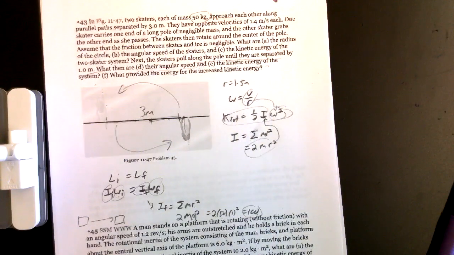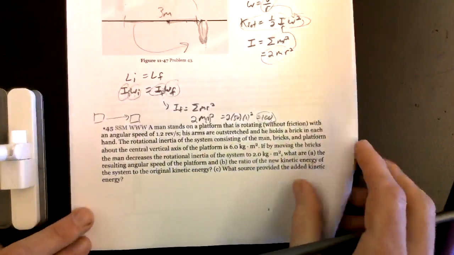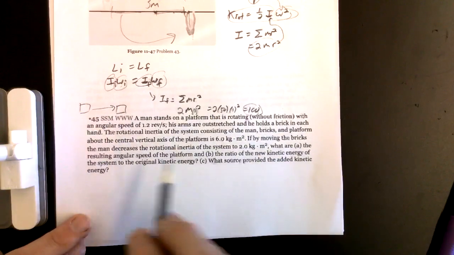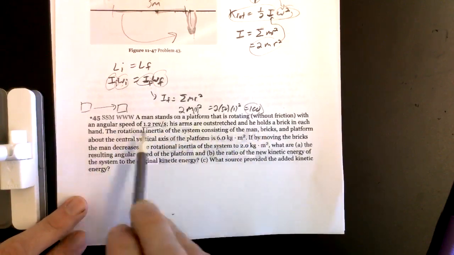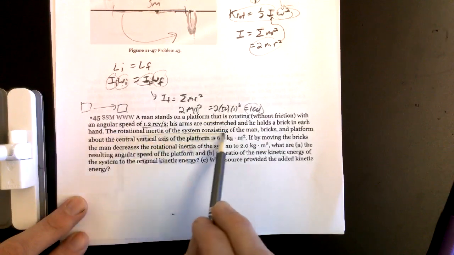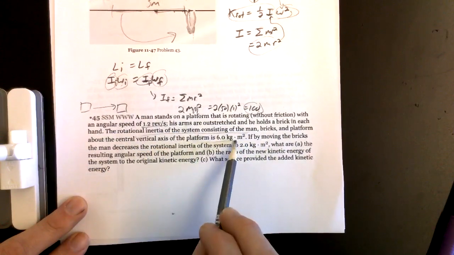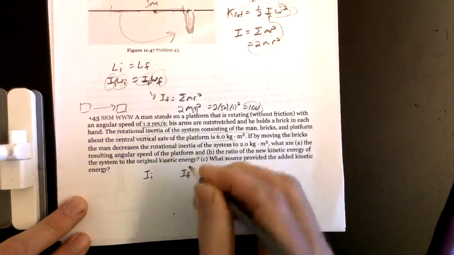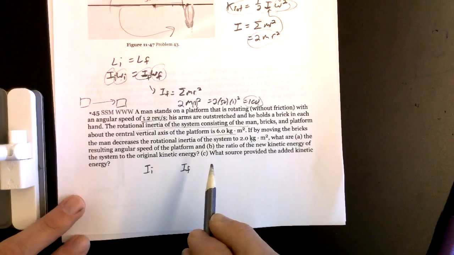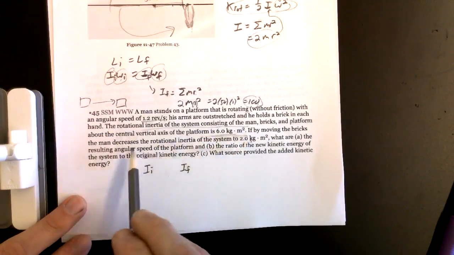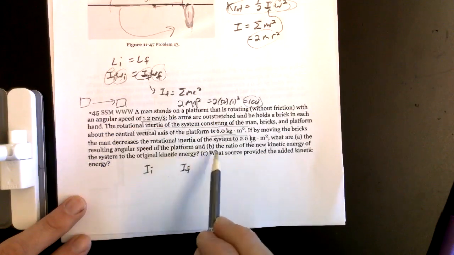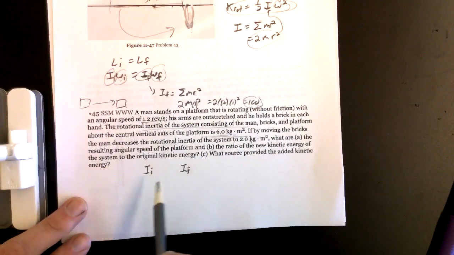Okay, moving on to 45. Let's see here. Is there a diagram with this one? No diagram. Okay, so a man stands on a platform that's rotating without friction. Oh yeah, okay, and then he's got an angular speed. His arms are outstretched. He holds a brick in each hand. Oh, that's so nice. They give you the rotational inertia. So they give you what the I is. So there's going to be an I initial, and then an I final. And this is going to be conservation of angular momentum. So they give you his initial moment of inertia, and then the final moment of inertia. So that's super easy. What's the resulting angular speed of the platform and the ratio of the kinetic energies, and what provided the additional kinetic energy?